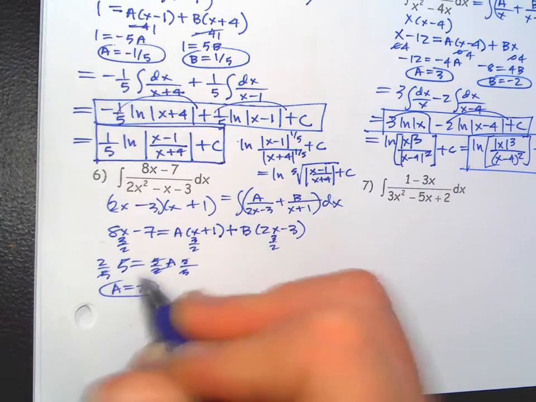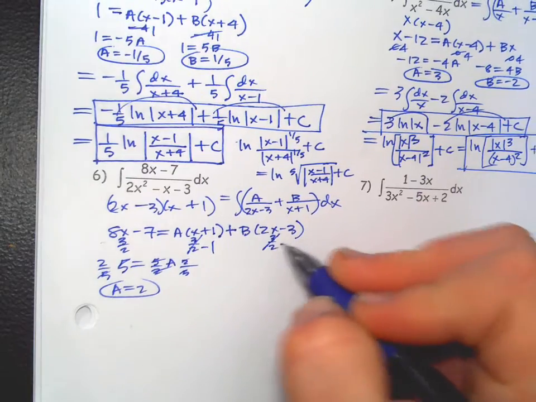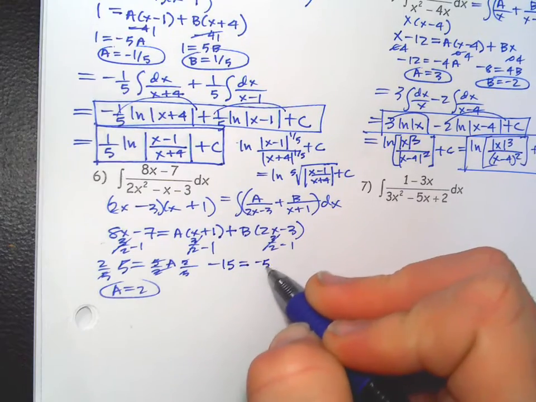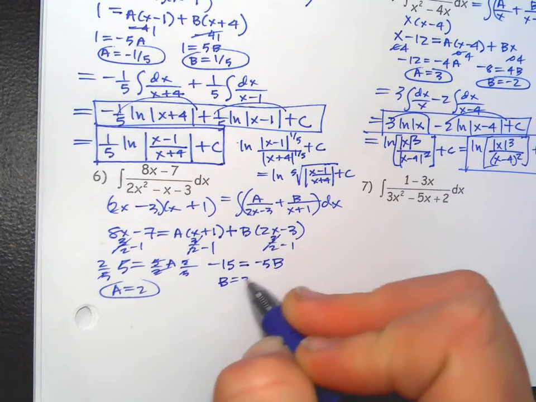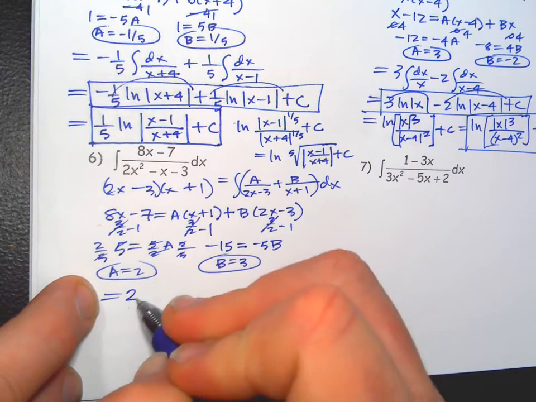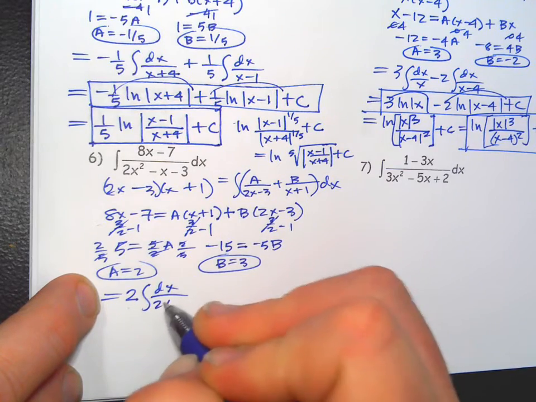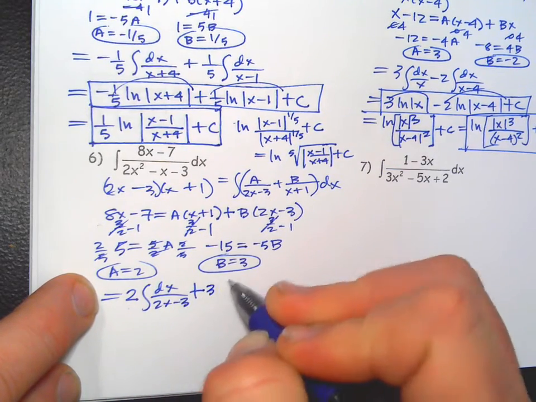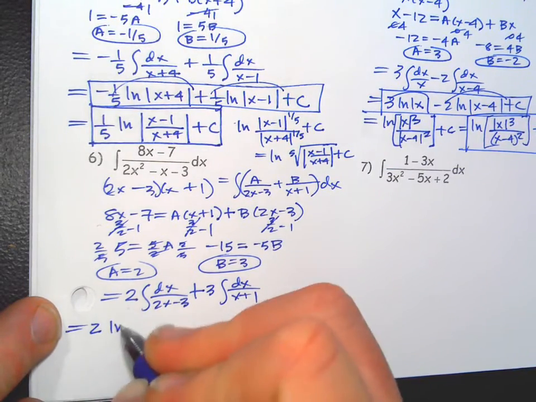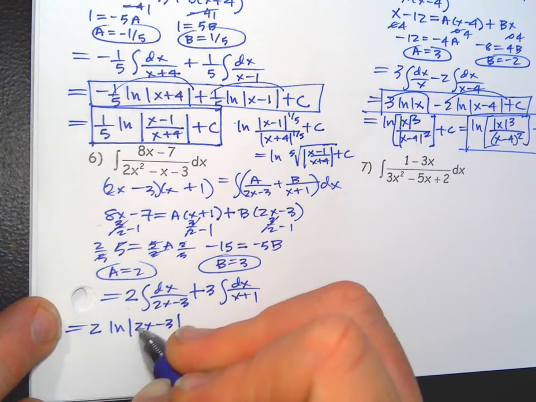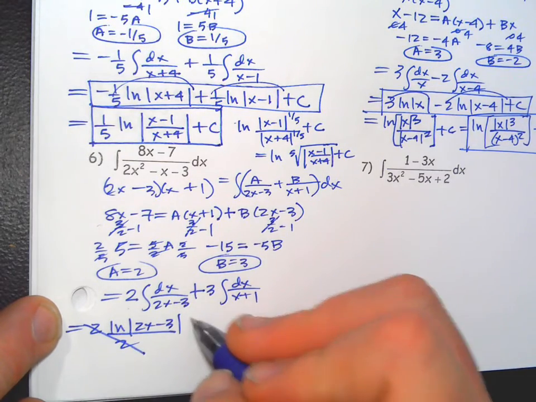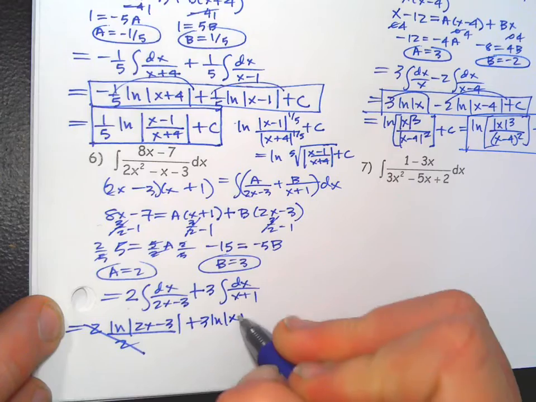2. And then we plug negative 1 in everywhere, and we get negative 15 equals negative 5B. So B equals 3. Pretty nice answers. So we're going to rewrite this: 2 integral of dx over 2x minus 3 plus 3 integral of dx over x plus 1. So it's going to be 2 natural log of the absolute value of 2x minus 3. But there's a chain rule issue. An extra 2 is going to pop out that we don't want, so we have to divide by 2, which actually cancels that 2. It's perfect. Plus 3 natural log of the absolute value of x plus 1, plus C.